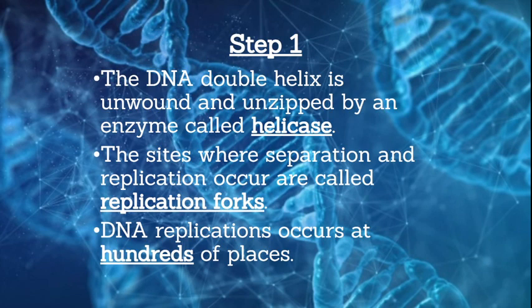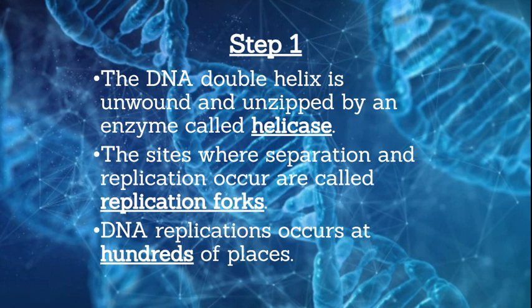So let's talk about DNA replication. I've broken this down into steps for you so you can more easily understand the process. Step 1 of DNA replication: the DNA double helix is going to be unwound and unzipped by an enzyme called helicase. Think about our twisted DNA molecule. The molecule is going to untwist to be able to straighten out.